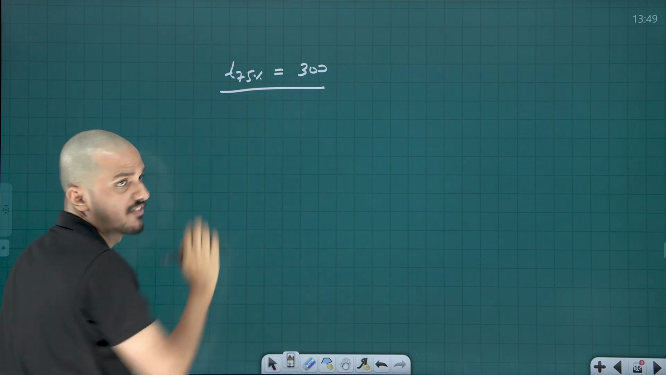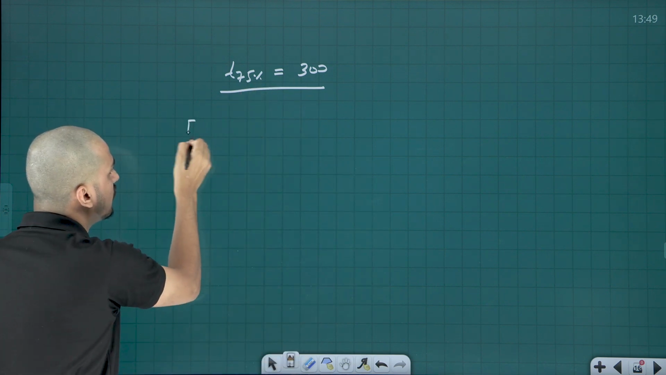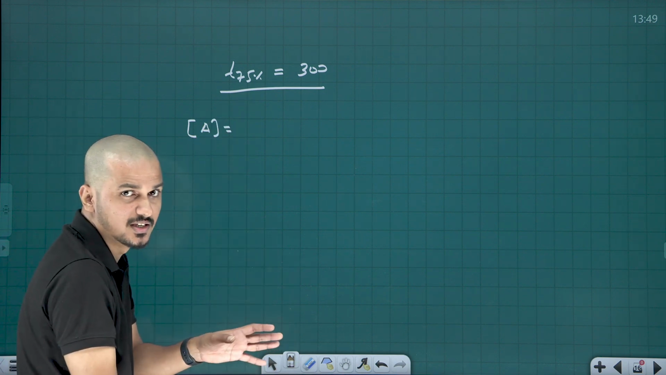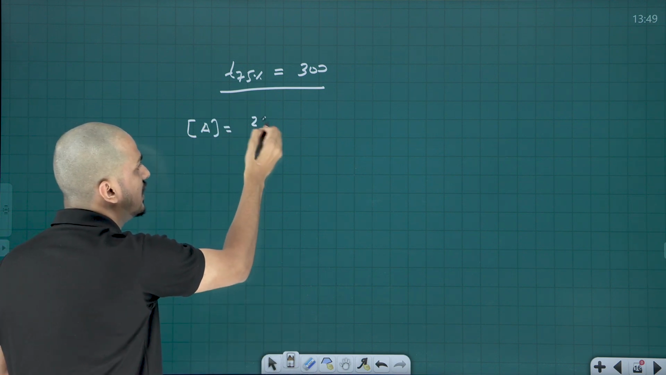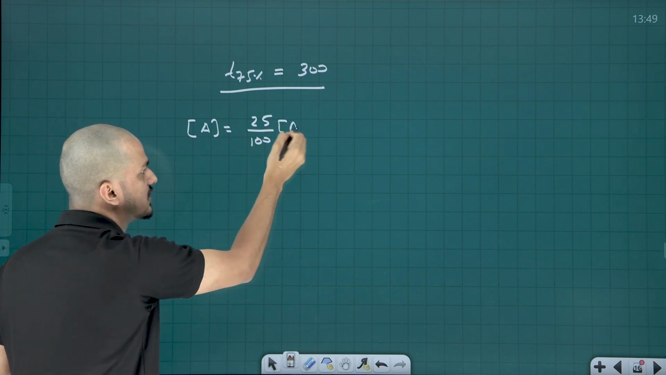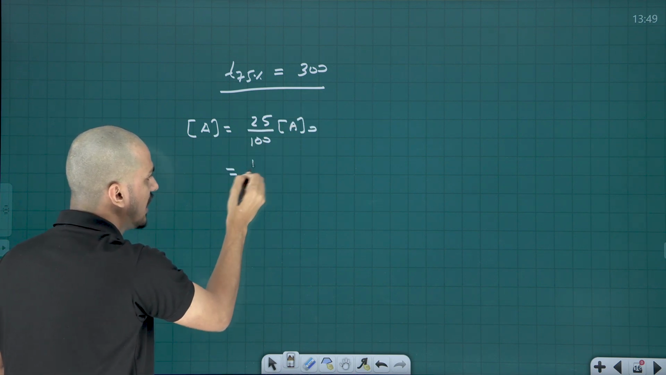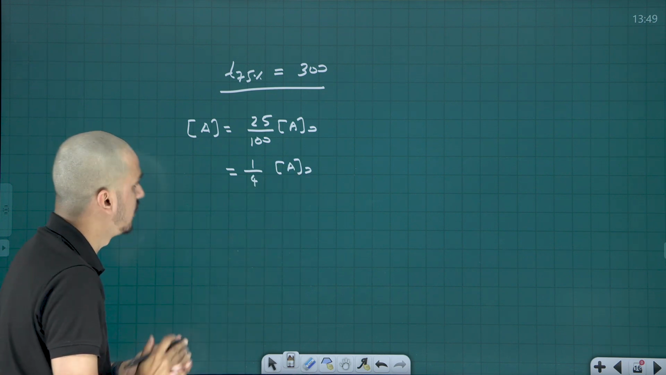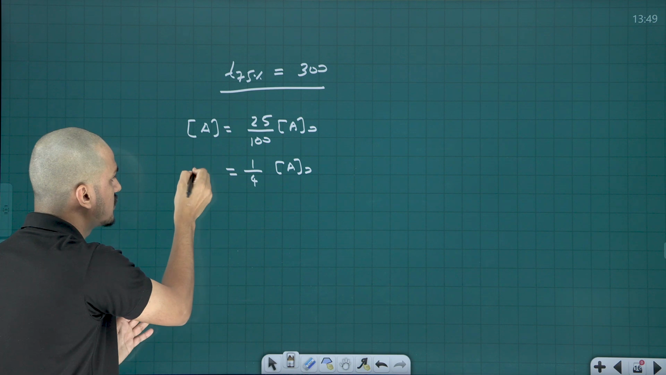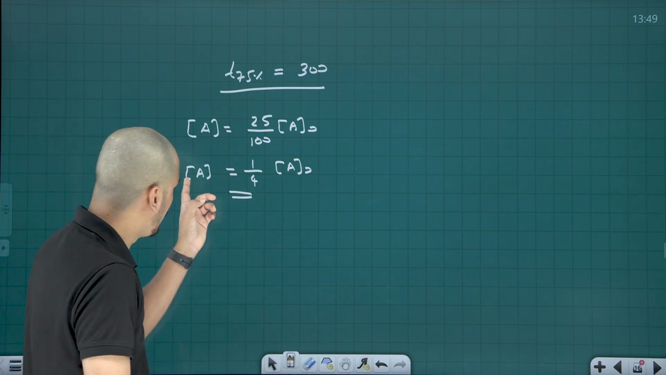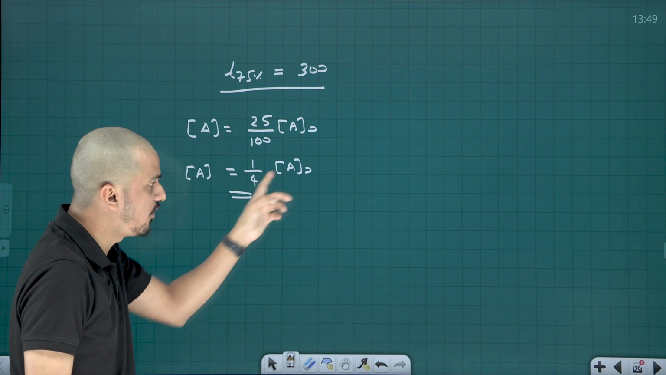So what's the meaning of T 75% completed? 75% completed means only 25% is remaining. The final concentration of A is 25 by 100 of A0 remaining. That means 1 by 4 A0 is remaining. So the concentration of A equals 1 by 4 A0, meaning the final concentration is 1 by 4 times the initial.